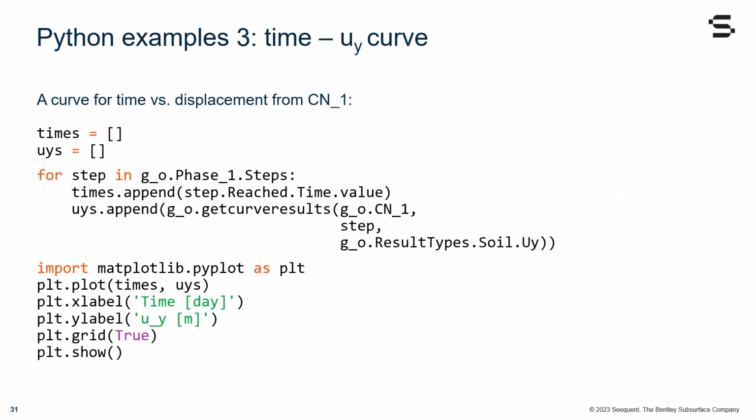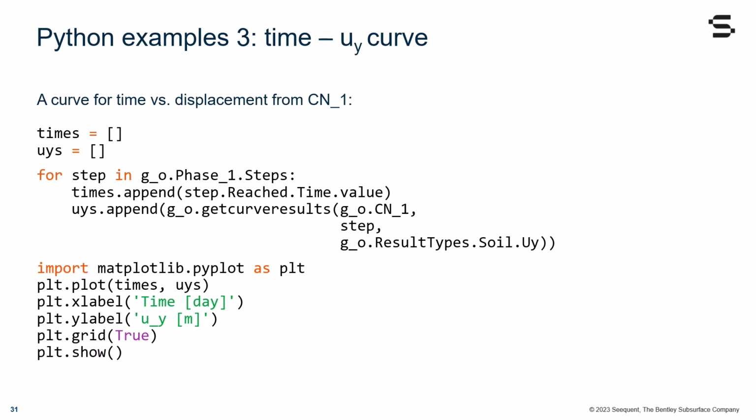In this last example, I would like to create a curve for time versus displacement from CN1. Here, CN1 is the first curve point node that I have already pre-selected. I define two variables, times and uwise. I run a for loop for all available steps of phase 1 and I do the following append: the reach.time property of each step and the vertical deformation for the pre-selected curve point.